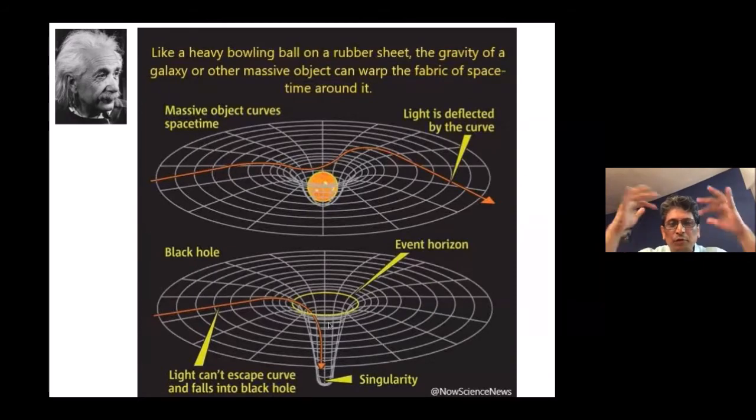And so you can pictorially see in this kind of a distortion of space-time what a black hole would look like, and it would have an event horizon, and something that falls into it will never be able to climb out of that event horizon. So this is how I want you to think about black holes.